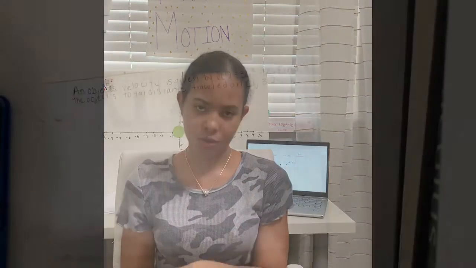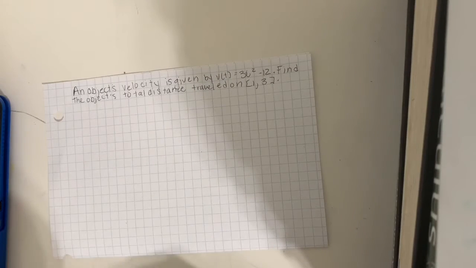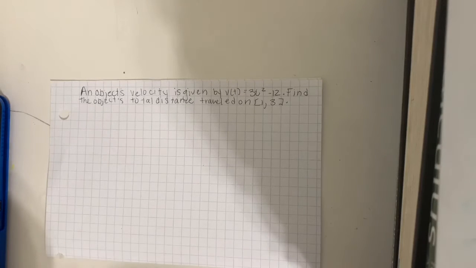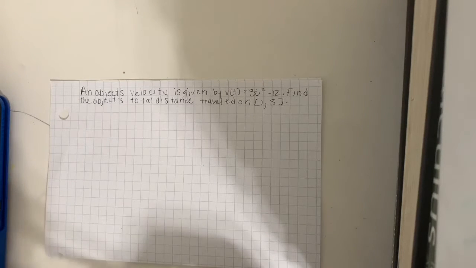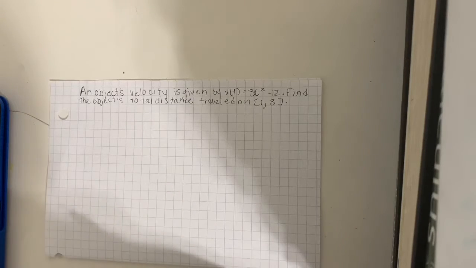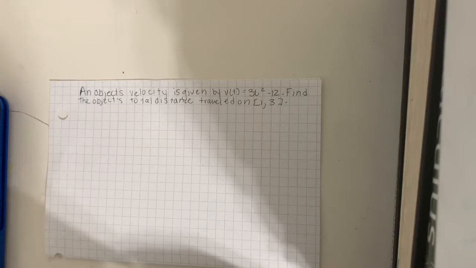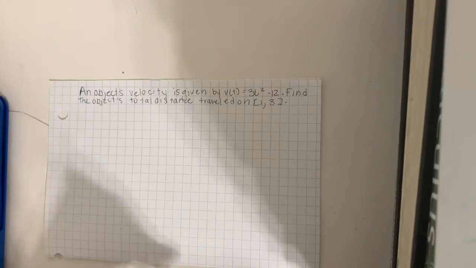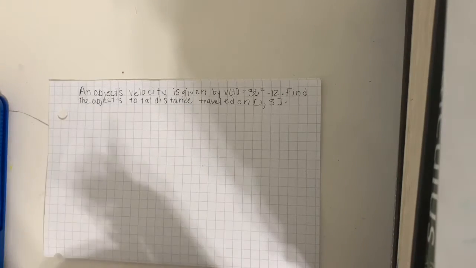So now you hopefully have a little bit better understanding of velocity, so we're going to do some practice calculus problems with the kind of questions you might see. An object's velocity is given by v of t is equal to 3t squared minus 12. Find the object's total distance traveled on 1 to 3. So total distance has to do with our position, and we are given velocity, which is the derivative of position, so we are going to want to do the definite integral of the velocity in order to get our position function.